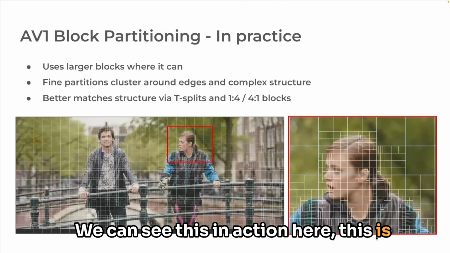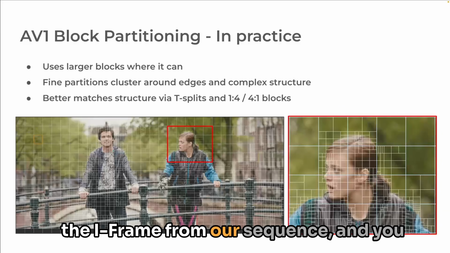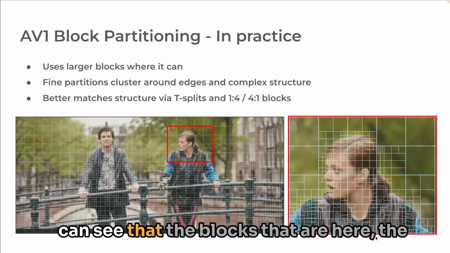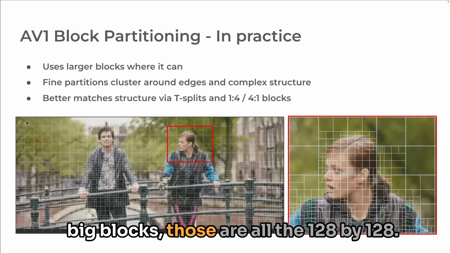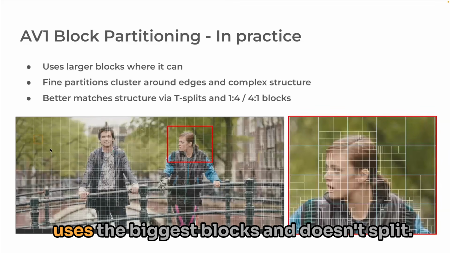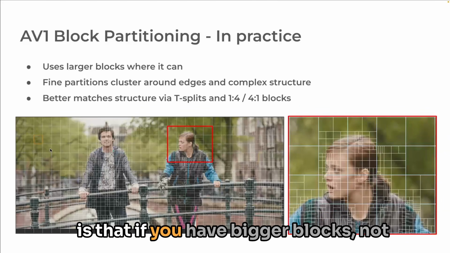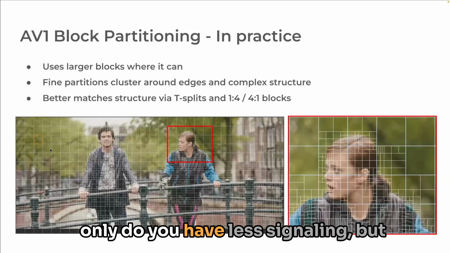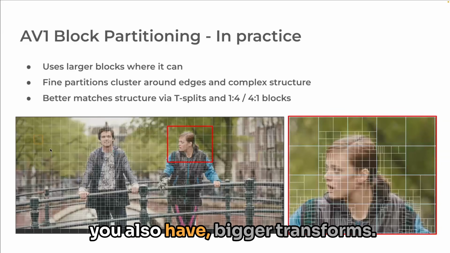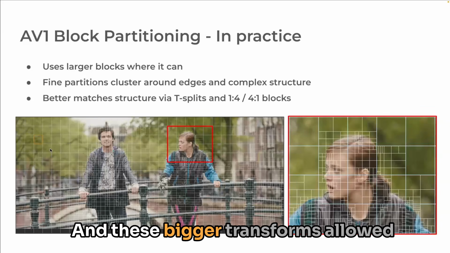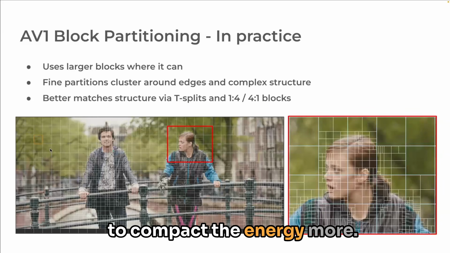This is the I-frame from our sequence, and you can see that the blocks that are here, the big blocks, those are all the 128 by 128s. We can see that for the background, it just uses the biggest block and doesn't split it. One of the reasons why this is interesting is that if you have bigger blocks, not only do you have less signaling, but you also have bigger transforms, and these bigger transforms allow you to compact the energy more.